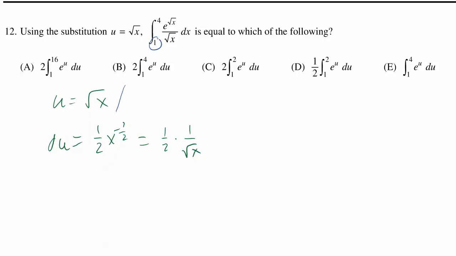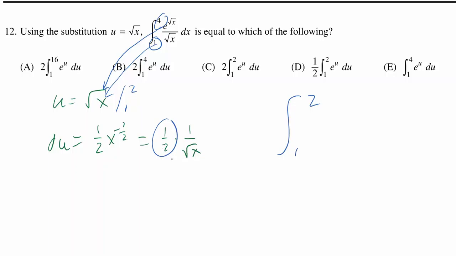If x is 1, I put the 1 in here. Square root of 1 is 1. If x is 4, I put the 4 in there. Square root of 4 is 2. So my integral is going to be from 1 to 2. Let's talk about undoing this guy right here.